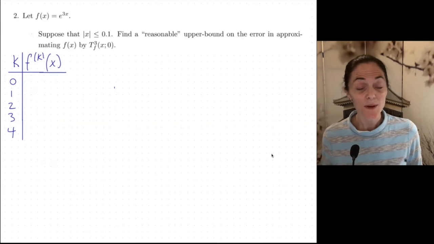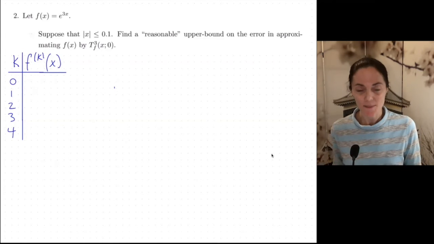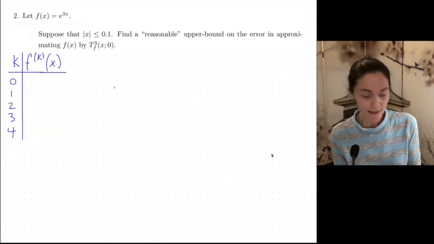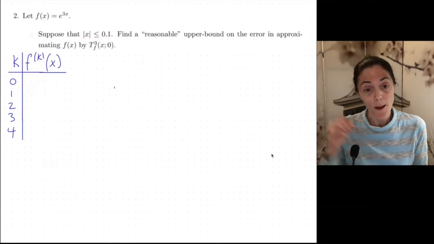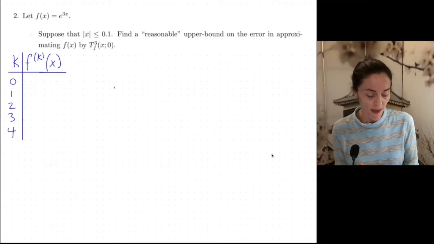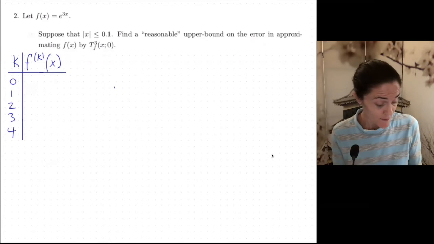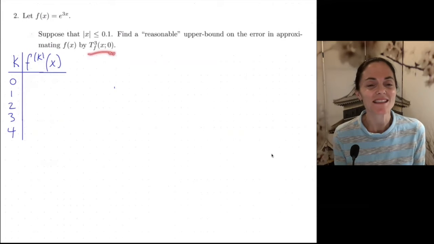This is a textbook exercise that involves error in approximation. We see f of x is e to the 3x, and then suppose the absolute value of x is less than or equal to 0.1. We want to find a reasonable upper bound on the error when we approximate this function by the third order Maclaurin polynomial. This is what we see here.